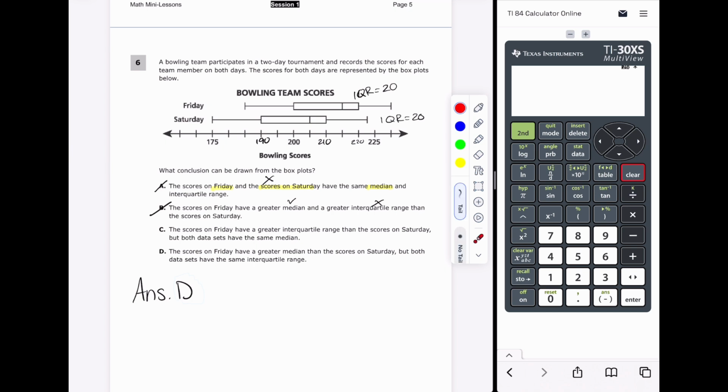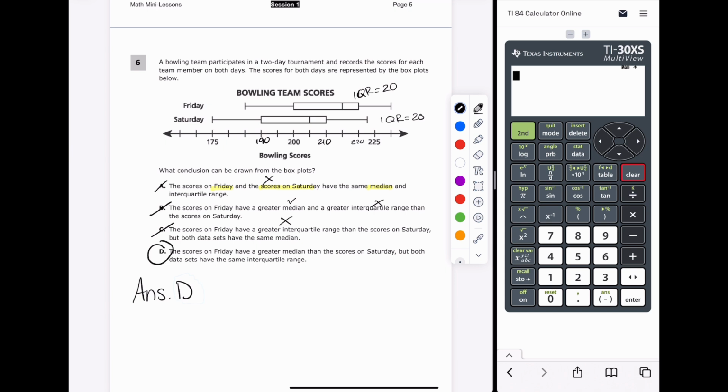With C, the scores on Friday have a greater interquartile range. We know that's not true. We just talked about that. Cross it out. And the last one, the score on Friday has a greater median. So yep, Friday has a greater median than Saturday, and both have the same interquartile range. That is also true. They both have an interquartile range of 20.